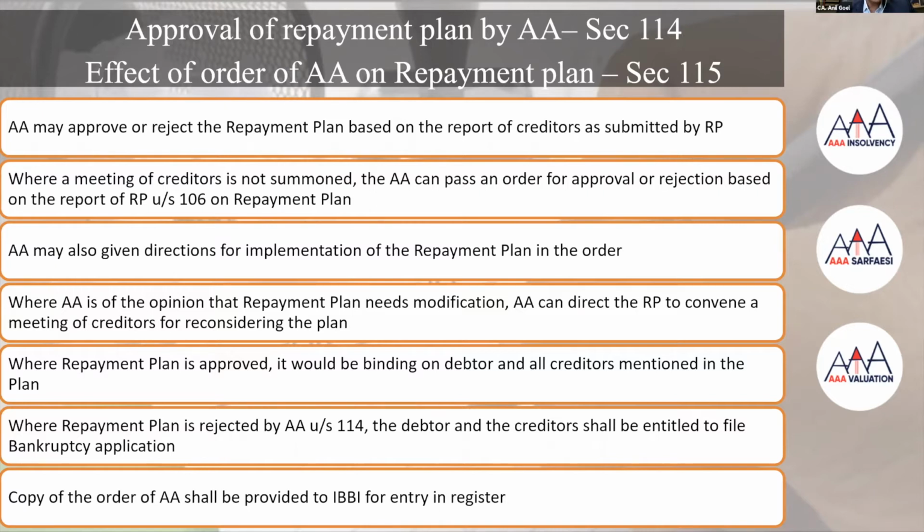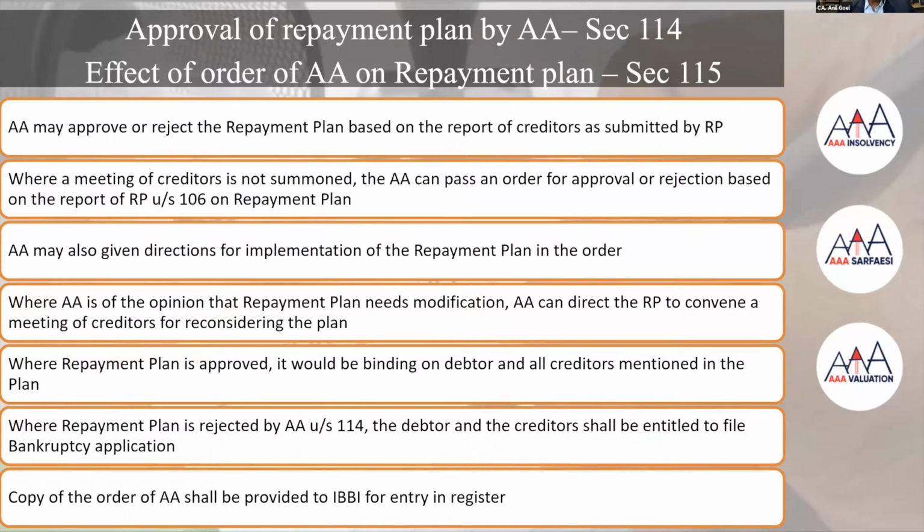It is binding on guarantors. It is binding on statutory authorities. Binding resolution plan. However, the repayment plan, if it is approved, is only binding on the debtor, number one, and all creditors mentioned in the plan.